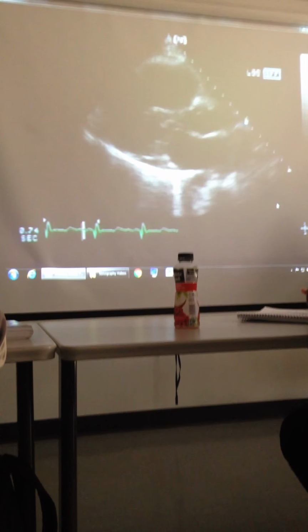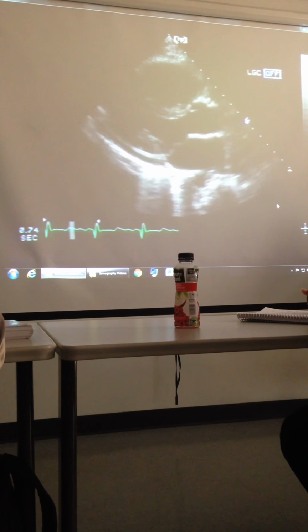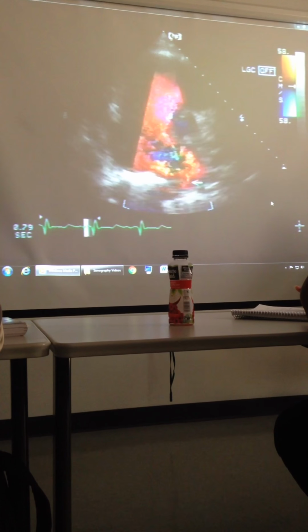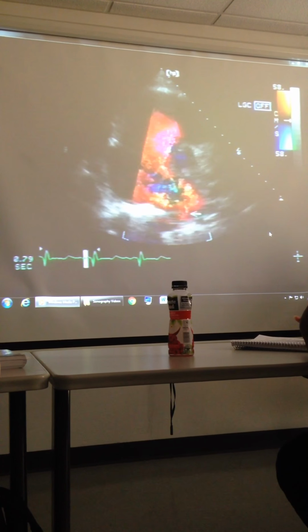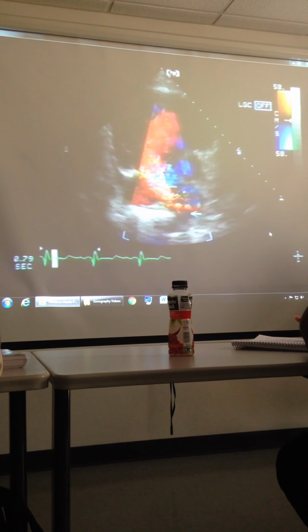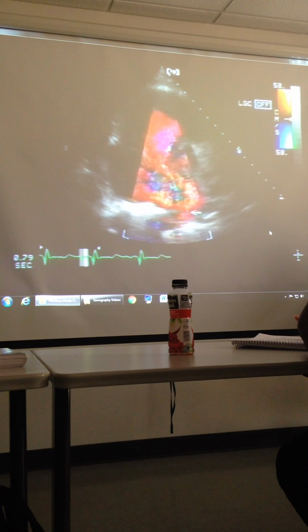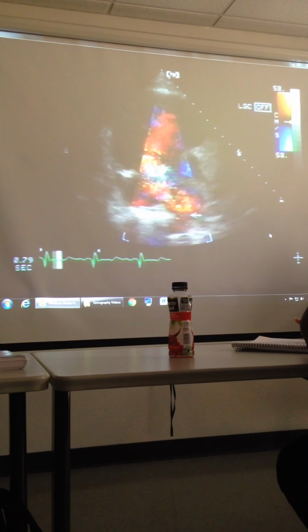Everything else looks okay except the RV looks a little big. Do you agree? Yes. Okay. So now, what does the arrow point to here in this short axis view? Pulmonary what? Veins. That's a pulmonary vein.